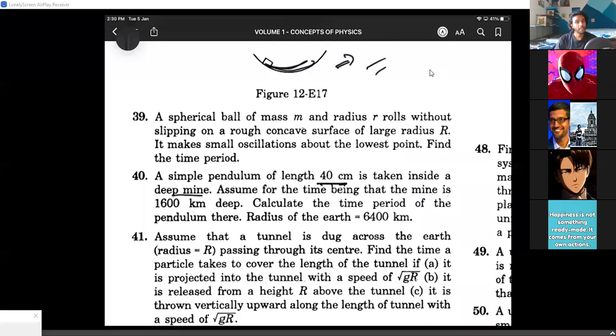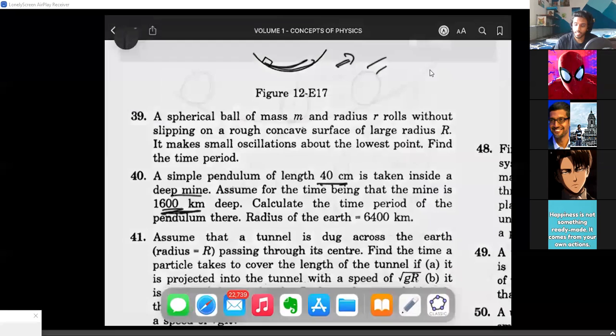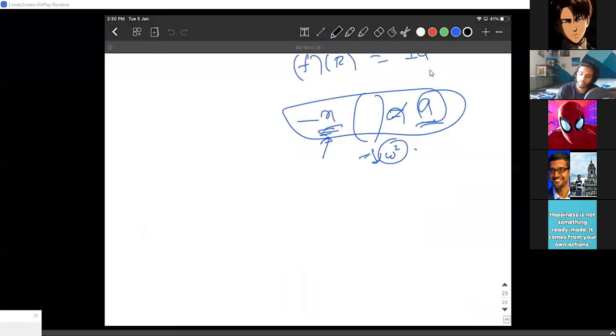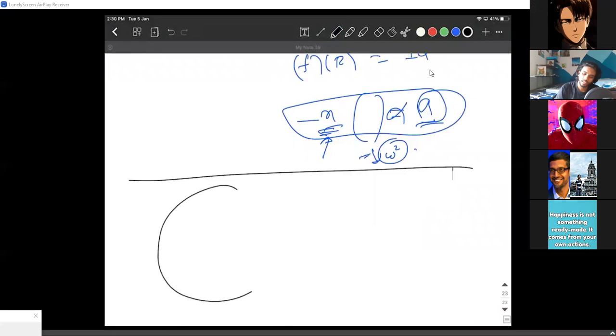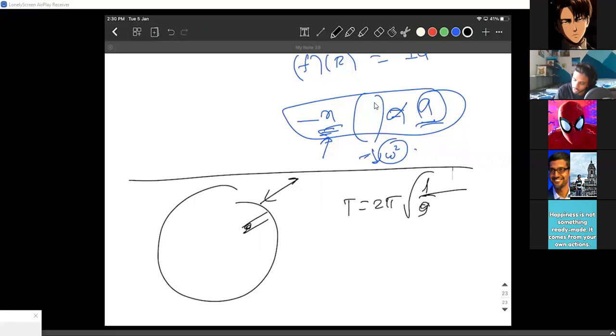This is good. Deep mine. He's even given the depth. Do you remember again what happens here, guys? Tell me. You're going into the depth or going to a height. Do you remember these problems? And the gravity changes. Yes, sir. T equals 2 pi root over L by g effective. In place of that g effective, you put g into 1 minus d by R.